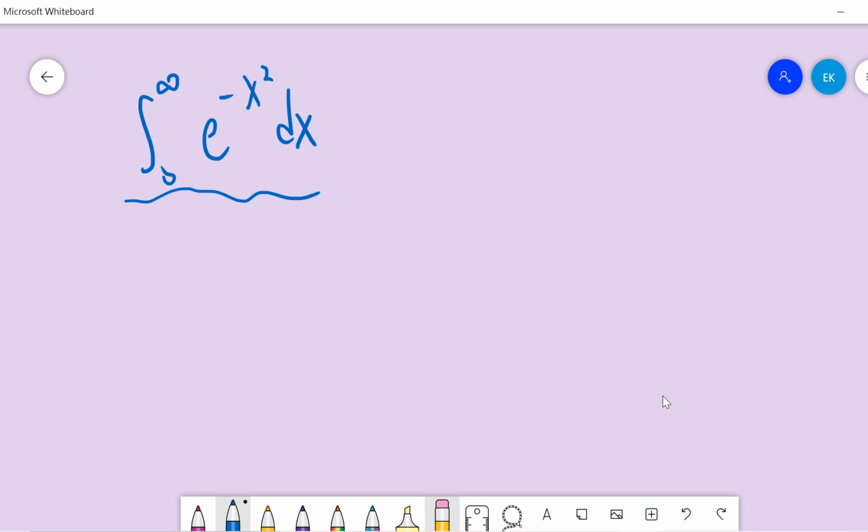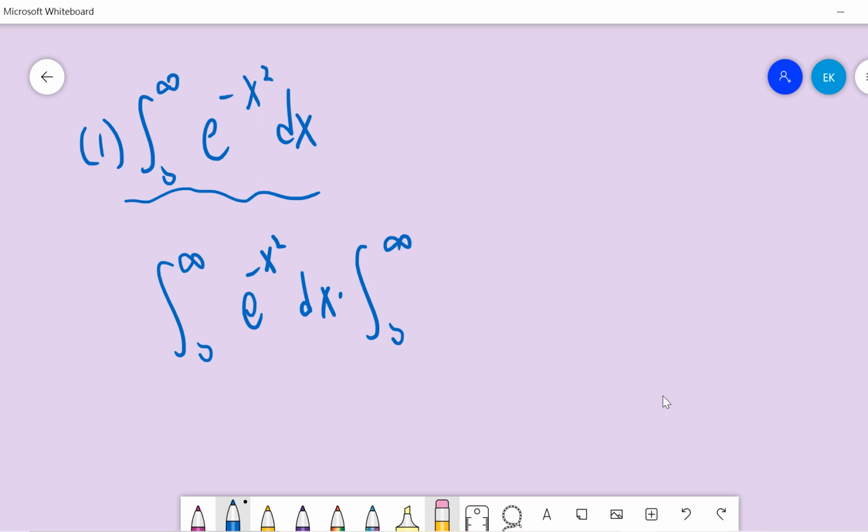We might go on to prove some more general formula. But first we start to compute this. In order to compute this, we use a double integration.